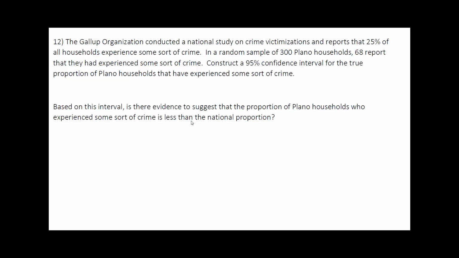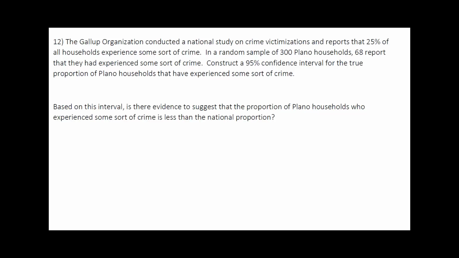Number 12. The Gallup organization conducted a national study on crime victimizations and reports that 25% of all households experience some sort of crime. In a random sample of 300 Plano households, 68 report that they experienced some sort of crime. Construct a 95% confidence interval for the true proportion of Plano households that have experienced some sort of crime. Then, based on this interval, is there evidence to suggest that Plano is different or less than the national average?